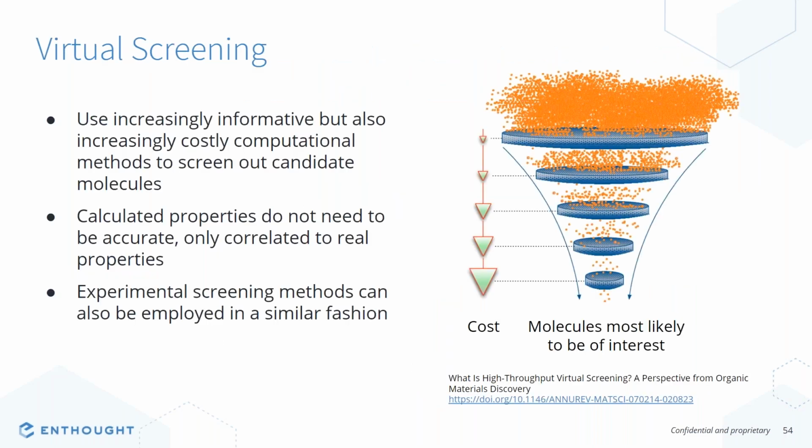And there's a lot of activity in this area doing what we call virtual screening, where you set up a series of different computational methods which generate increasingly informative data, but also are increasingly costly from the computational standpoint. But we design this in a way that we're learning as we go, and that the calculated properties don't always need to be super accurate. They just need to be informative and correlated to real properties. And you can design experimental screening methods in a very similar fashion.